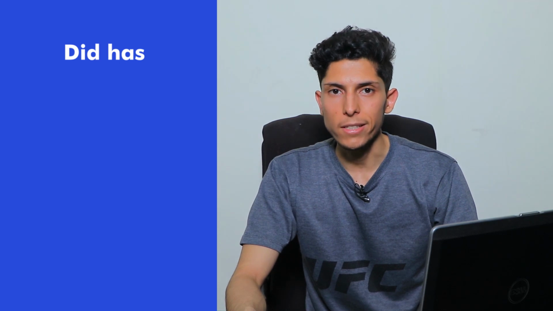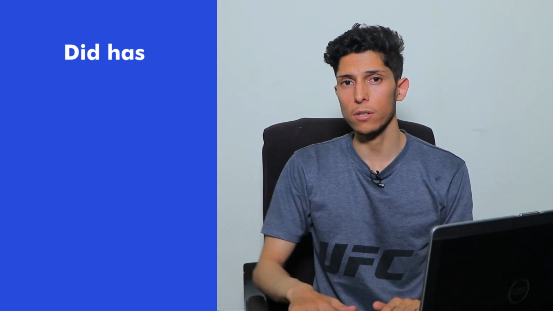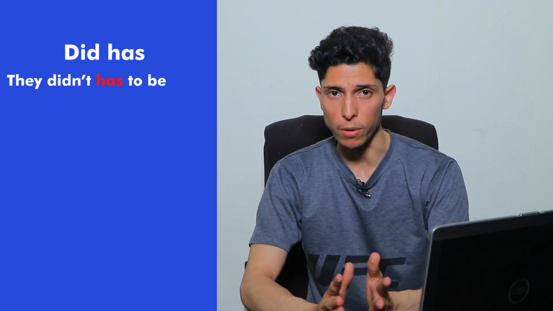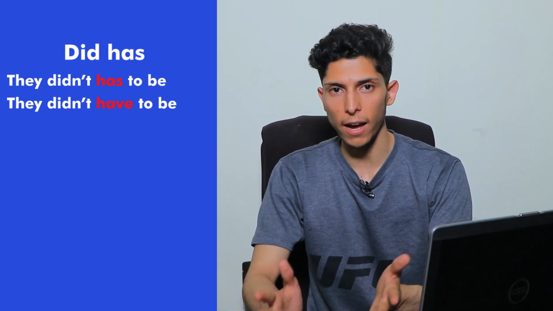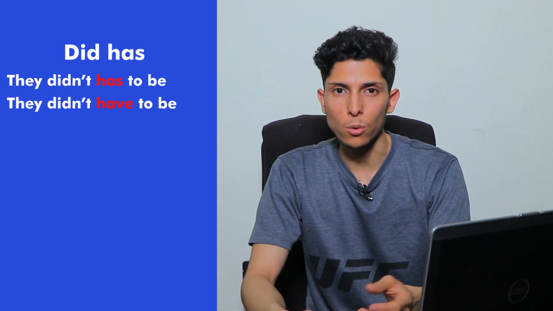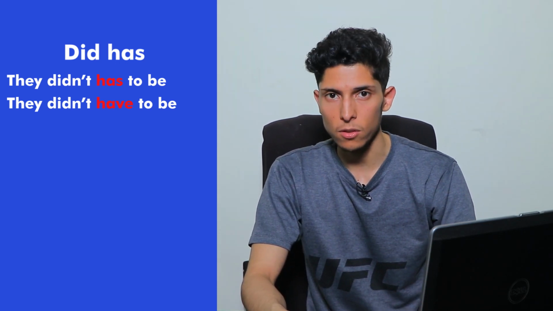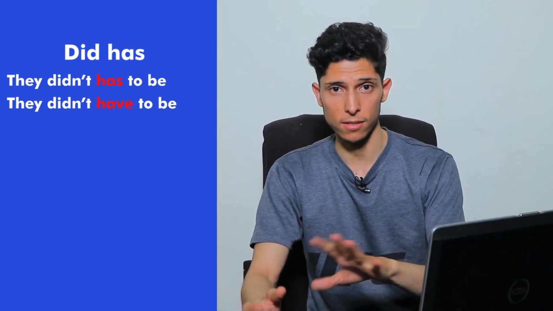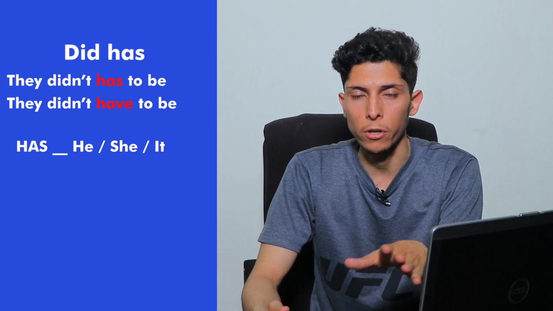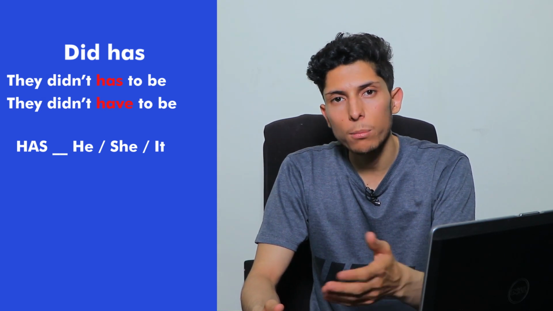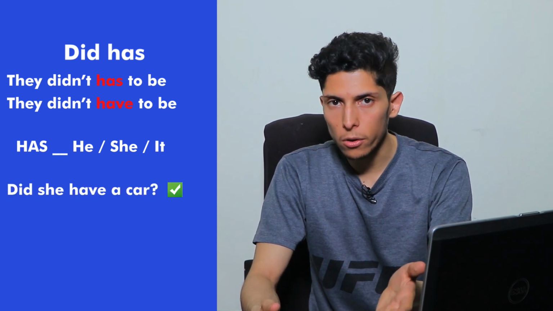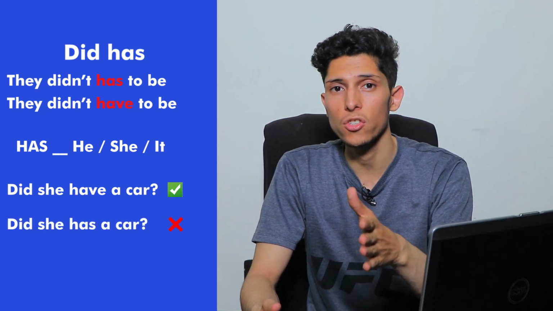Number 7, did has. I heard it from a person who has a high score on TOEFL. He used they didn't has to be instead of they didn't have to be. Maybe he didn't know, or he made a mistake with this. No one is perfect, but this is also a mistake, using have and has instead of each other. We use has for he, she, and it, but when we talk about past action, we have to change has to have. Even for he, she, and it. Did she have a car? This is wrong if you say, did she has a car?